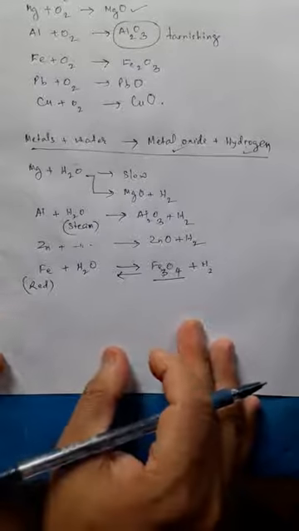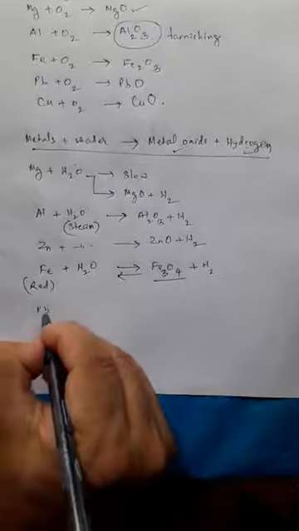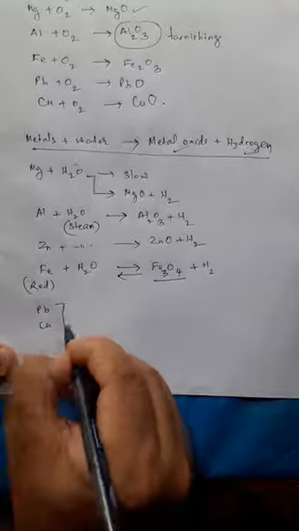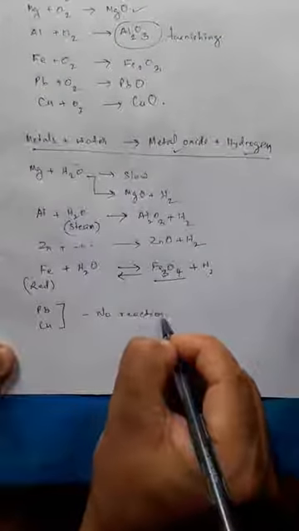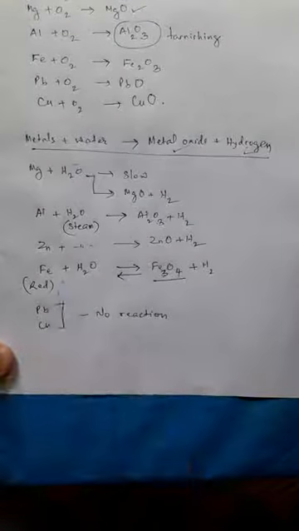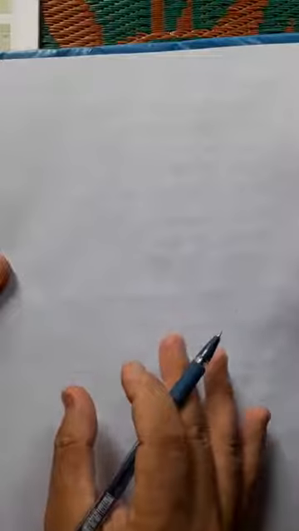Hydrogen also. Likewise, lead and copper, there is no reaction. So this is how we can understand. Next, let's see the reaction of metals with acids. Reaction of metal with acid.